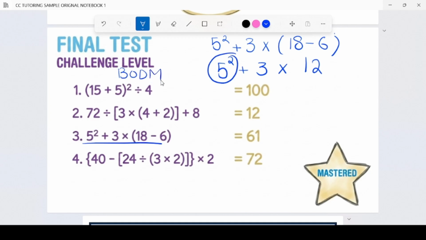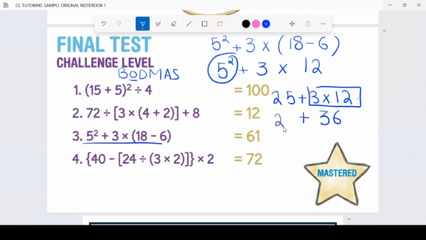So BODMAS, order comes after bracket. So 5 fives are 25. 25 plus 3 multiplied by 12. Now you won't make a mistake by solving the addition first, otherwise your answer will be wrong. 12 ones are 12, 12 twos are 24, 12 threes are 36. Now I have solved this part. 36 plus 25 is 61. So we are getting the answer again.